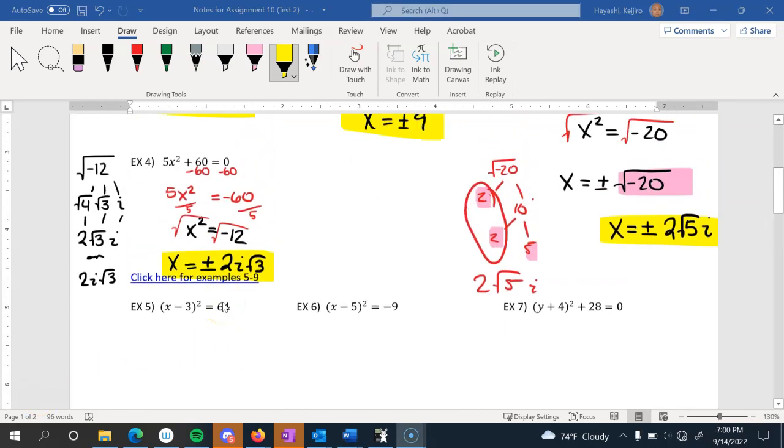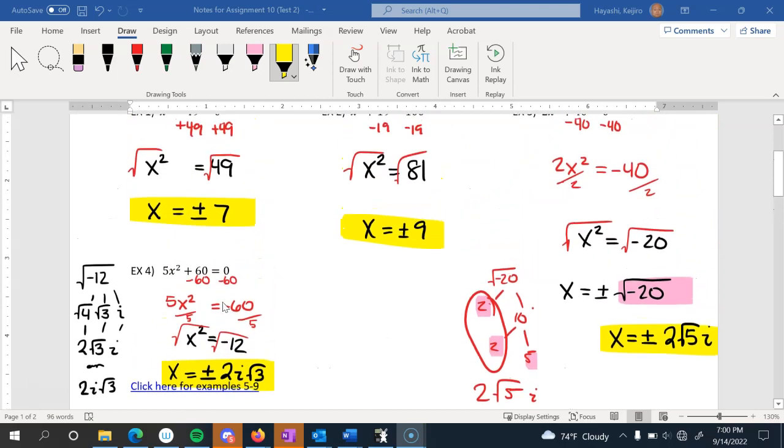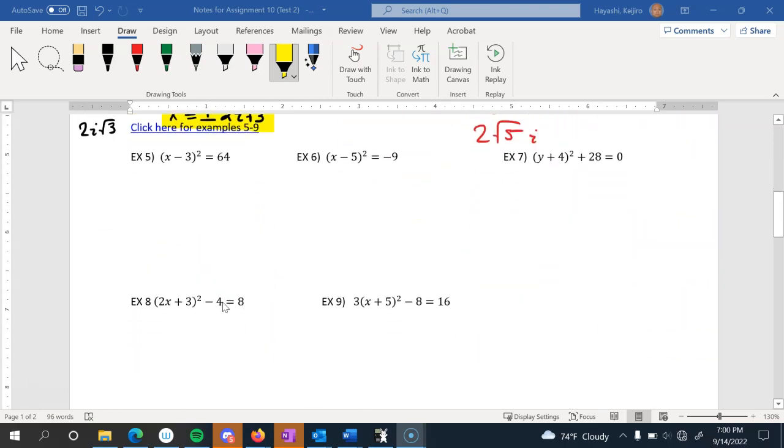Something similar. It looks like we don't have x squared like we did for the previous 4 problems. We have x minus 3 in parentheses squared, but it still works the same way. It doesn't matter whether it's x squared or some other variable expression squared, as long as the squared thing is isolated, it's fine. Okay, and it is here. So go ahead and take the square root.